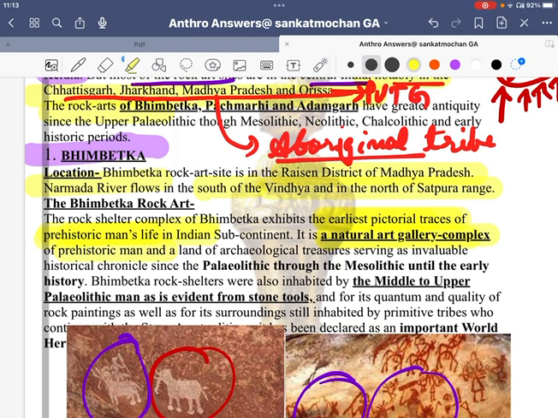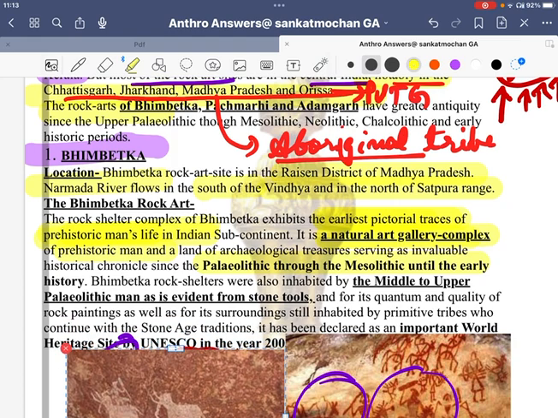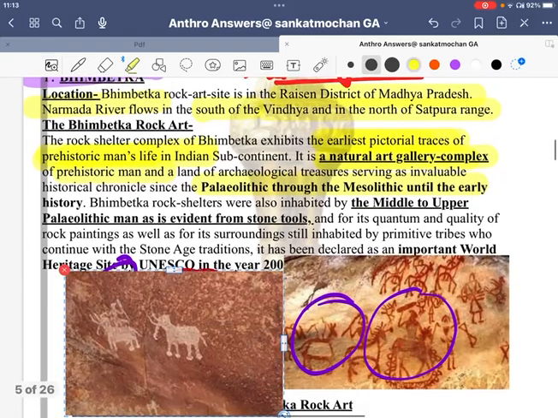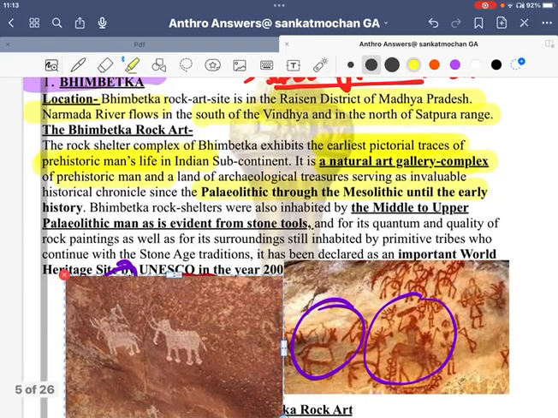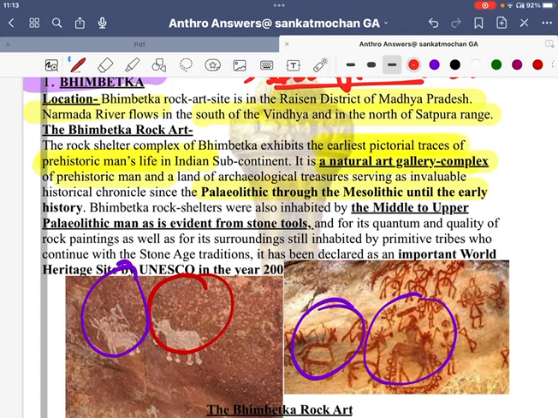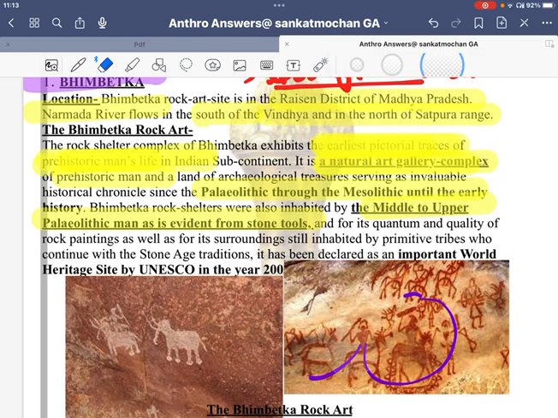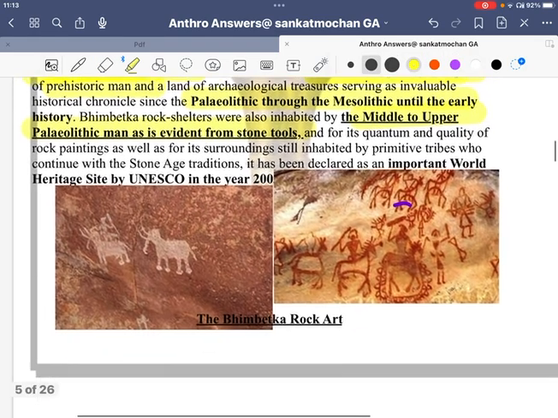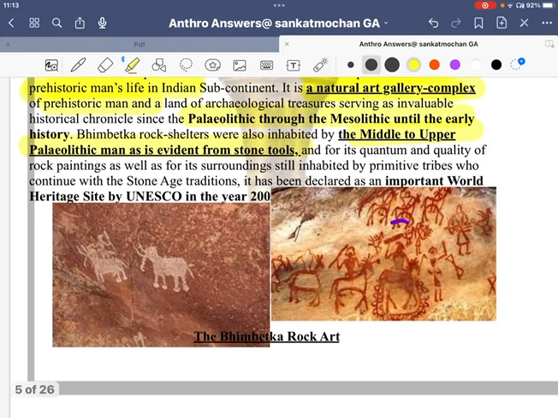Now let's move forward. Paleolithic through Mesolithic until the early historic period. See what I said: you do not always have to remember which age they refer to. See this. They were present in the Paleolithic, and also in the Middle and Upper Paleolithic and Mesolithic. This is the importance. If you know something, even if you don't exactly know it at that time, you can write it down in the later part. And this is also a UNESCO World Heritage Site.